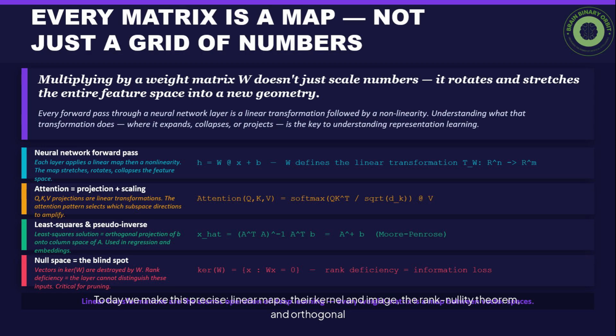Linear maps, their kernel and image, the rank-nullity theorem, and orthogonal projections. These tools explain why low-rank weight matrices lose information, how attention projects queries onto key subspaces, and why least squares regression is literally a projection.